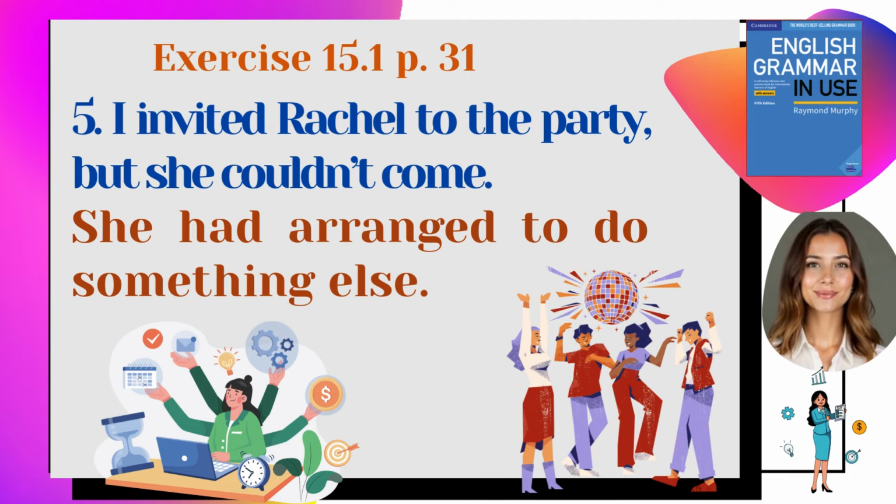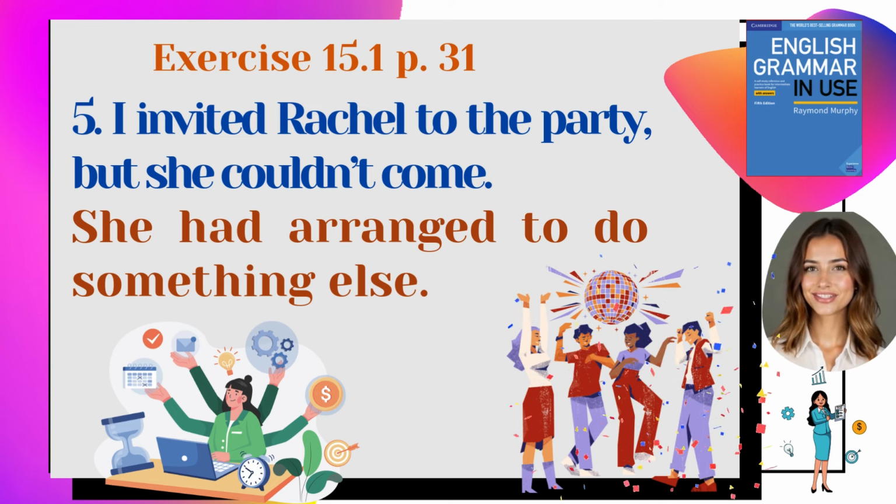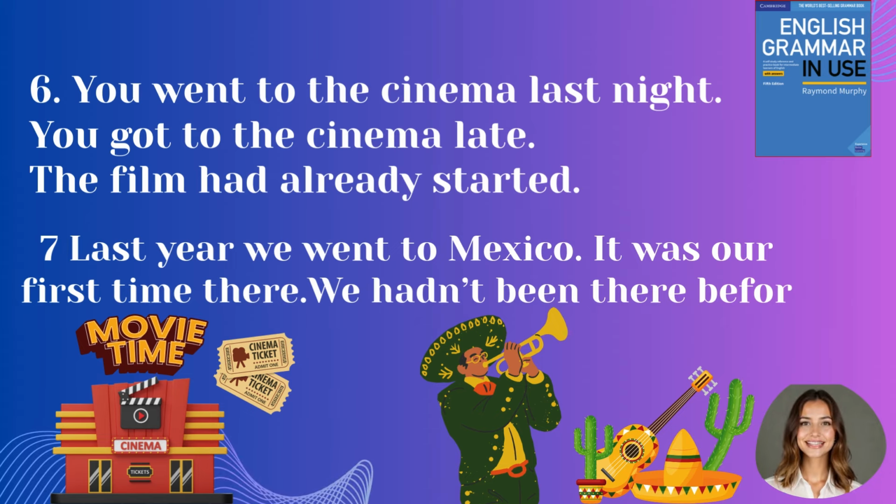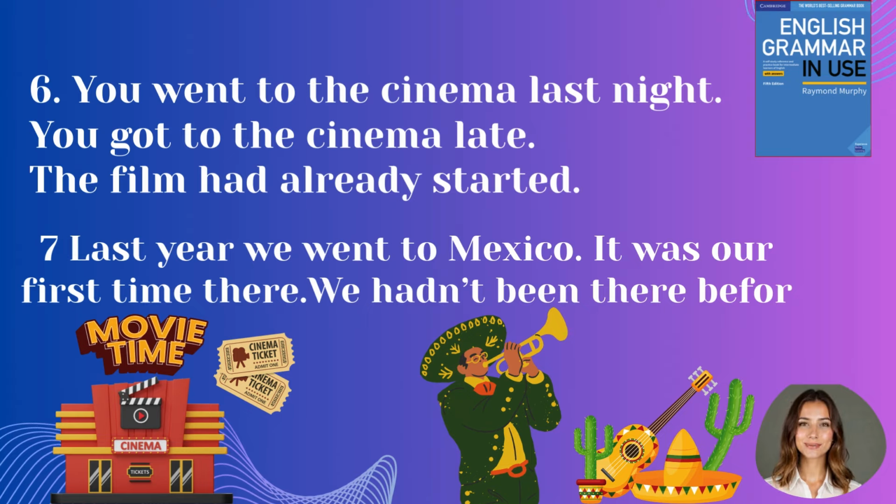First, she arranged other plans. Later, you invited her. Without past perfect, it would be unclear. Did she arrange plans after you invited her? Or had she already made plans before? That's why we use past perfect. The sixth sentence is, you went to the cinema last night. You got to the cinema late. The answer is, the film had already started.